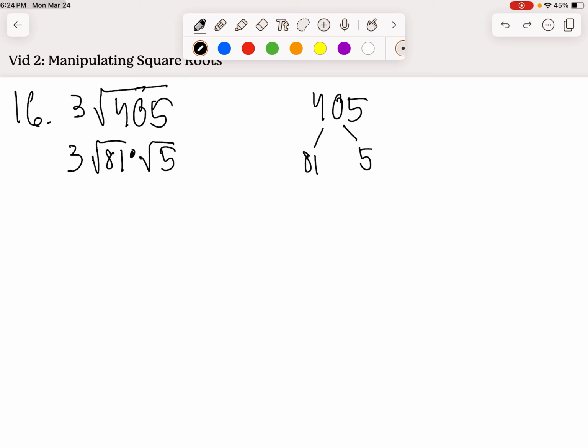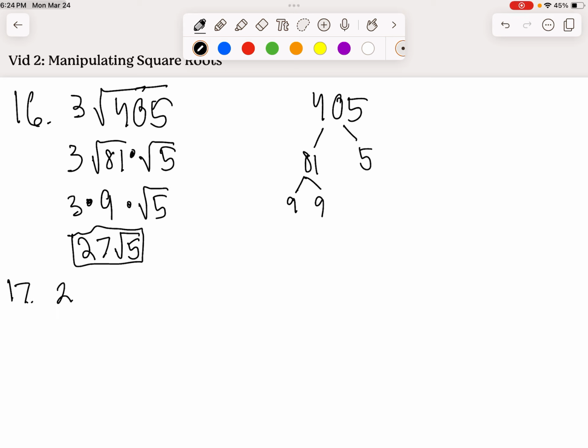81, however, we can break into 9 and 9. So since 9 times 9 is 81, we can rewrite this as 3 times 9 times the square root of 5. Or more simply, 27 square root of 5. I'll put a little box on my answer, because why not?